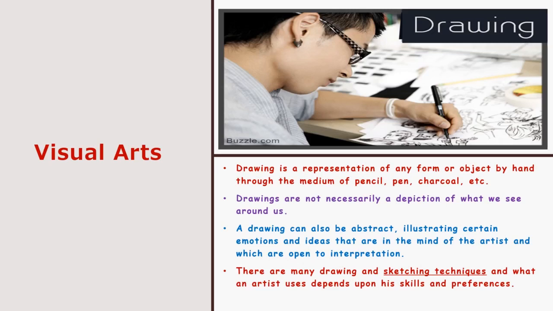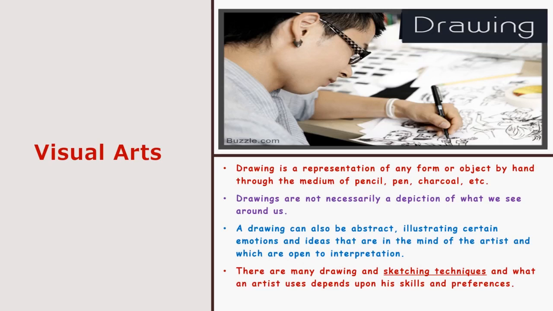Okay, so it can be showing an emotion, an idea, whatever it is, and it will be in the mind of the artist. When you're drawing something, definitely you draw what is in your mind. Okay, so that is what the sentence is telling us. So a drawing can also be abstract, that means which is not real, or it can bring some emotions or ideas which is in the mind of an artist. Okay, and it is open to interpretation.